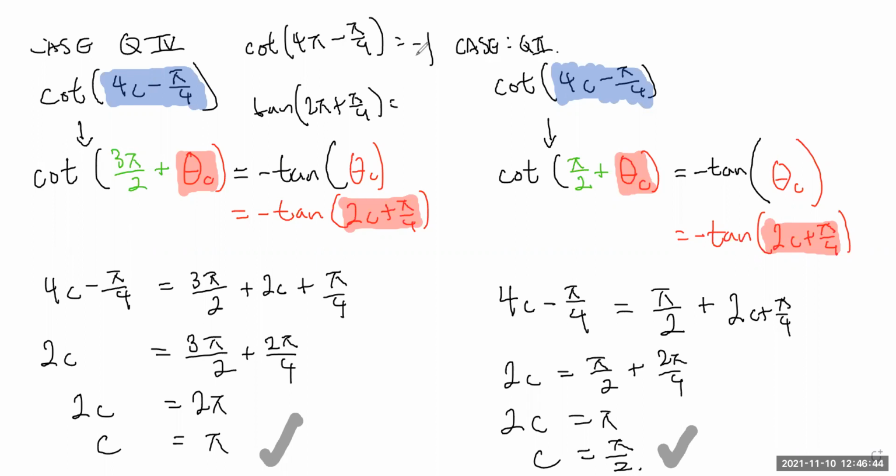Is this tangent of that is going to be 1? Let me do that one more time. 4 pi minus pi divided by 4. Cotangent, tangent of that is going to be a -1. 2 times pi plus pi divided by 4. Tangent of that is a 1. So maybe I did do something wrong. Let me take a look.